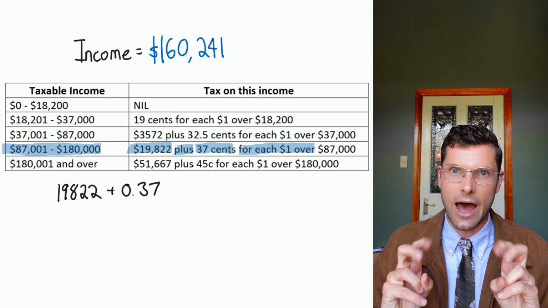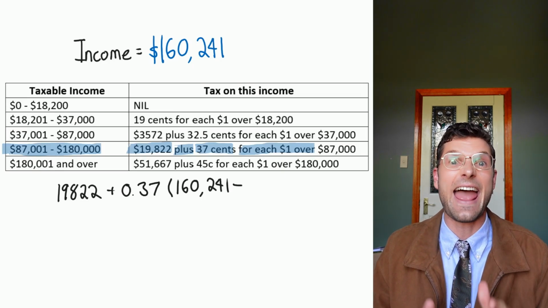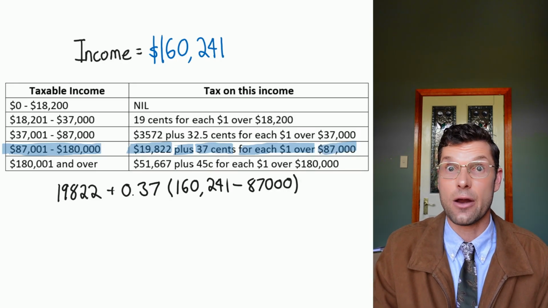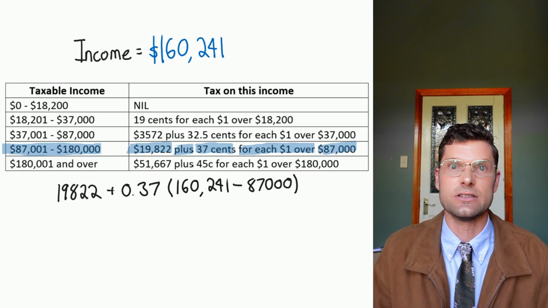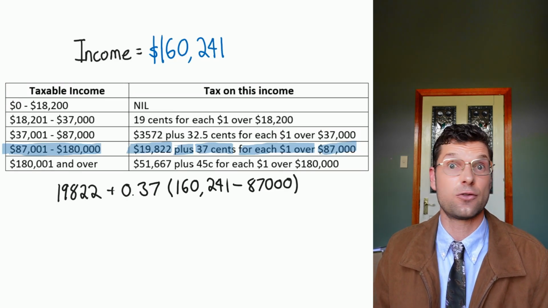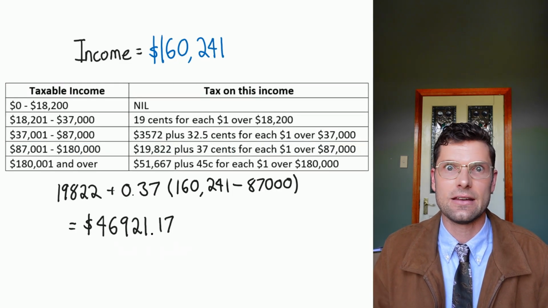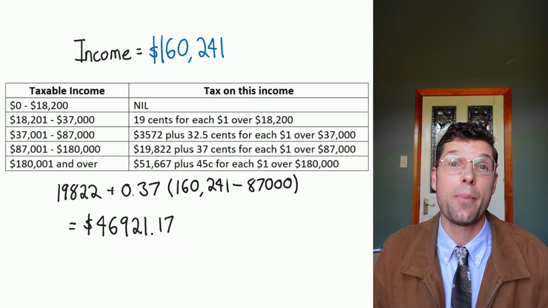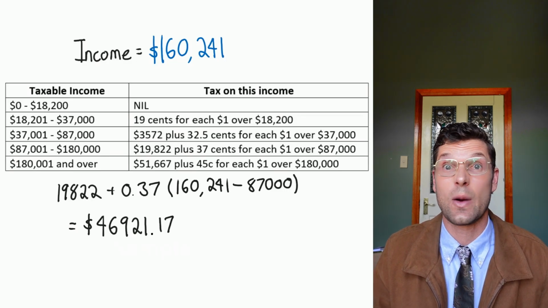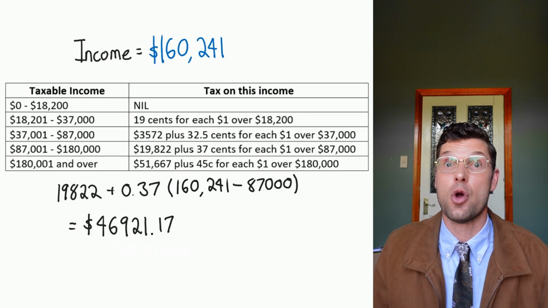Now this is the hard part. Instead of writing "for every $1", we just have to write "bracket" and our income. This is then minus the very last number, $87,000, or the low end of this tax bracket. All you've got to do now is just throw this into your calculator. It will give you the correct answer. So that means if your income is $160,000, you're paying $46,921 worth of tax, which makes sense. You're paying more tax because you earned quite a lot.